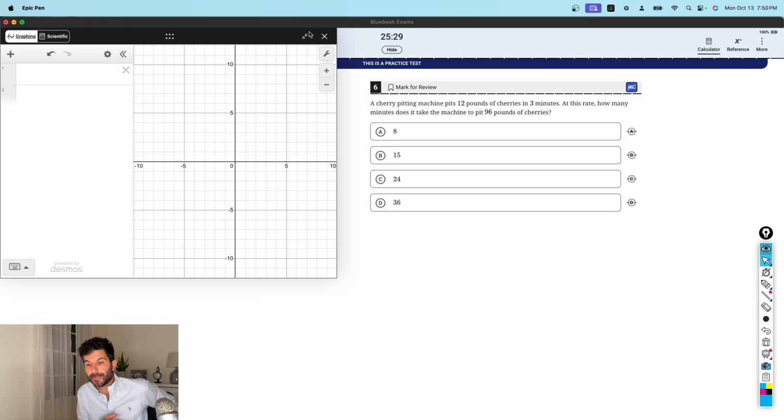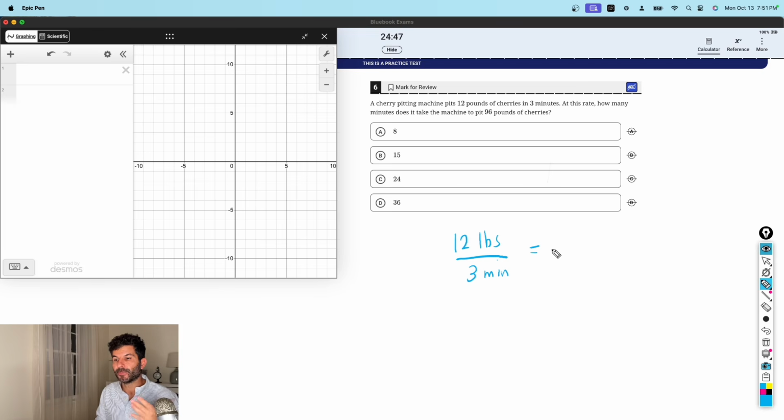On to question 6. A cherry pitting machine pits 12 pounds of cherries in 3 minutes. At this rate, how many minutes does it take the machine to pit 96 pounds of cherries? This is comparing two quantities. Two quantities that get compared is going to be a rate or ratio. So we have a ratio of 12 pounds of cherries that are pit in 3 minutes. And we want to know at this rate, so if we keep this rate of 12 pounds, 3 minutes, or for every 3 minutes we pit 12 pounds, any way you want to say it, then we want to know how long, in terms of minutes, does it take to pit 96 pounds of cherries.